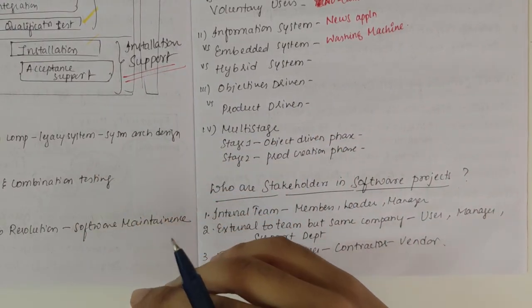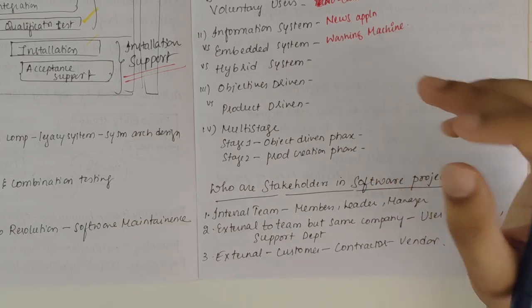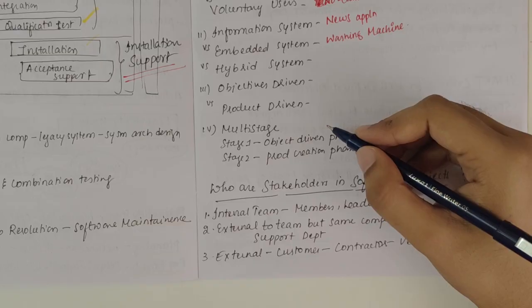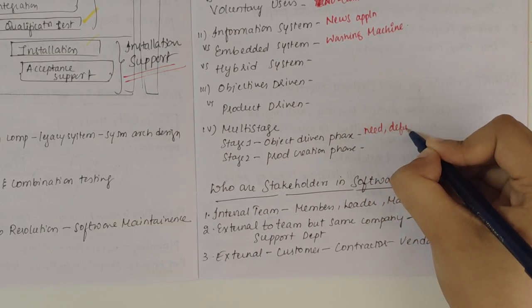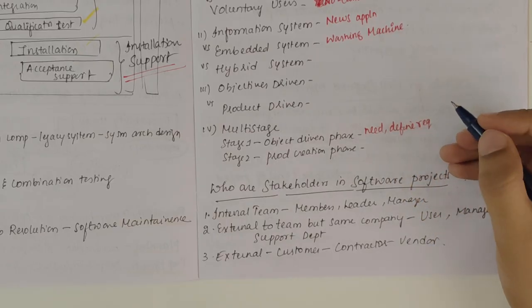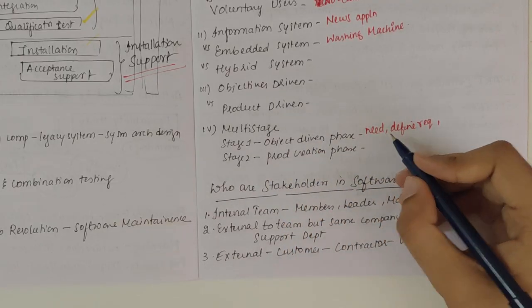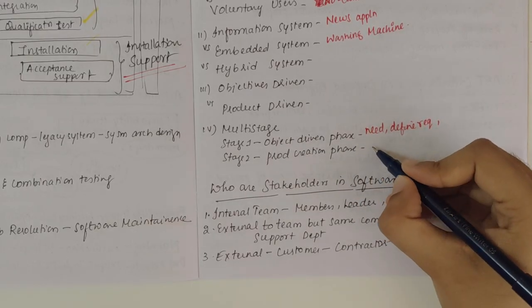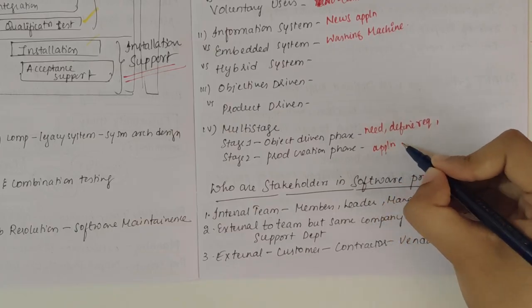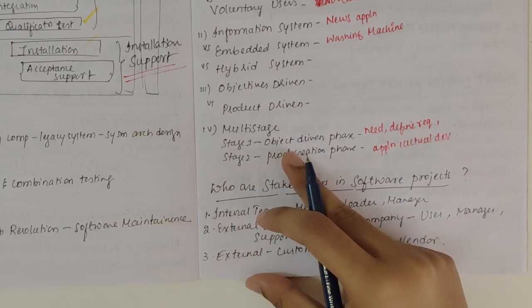Then we have multi-stage projects. Multi-stage project means when a project is started, it is divided into stages. The first stage is the objective driven stage. In this we identify the need and define the requirements. After that, we look into how we will develop the software. The next stage is product creation. Here we discuss all the methodologies and how to proceed with it. Here we come into the application part, where we do the actual development. So that comes under multi-stage projects.